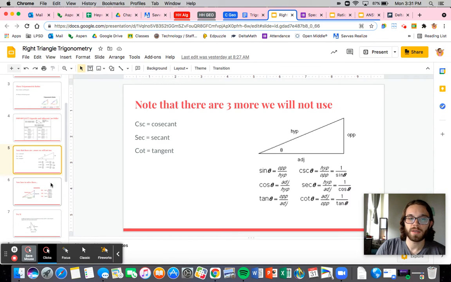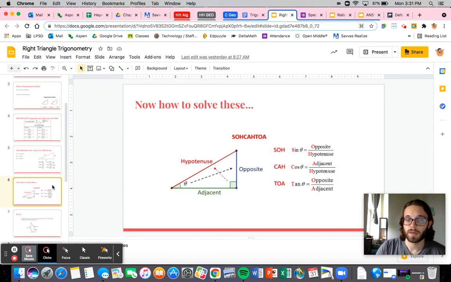So how do I actually do things with this? Well, what we're going to be using is, as I said, these ratios. The important thing that we need to remember is that sine of theta is opposite over hypotenuse. Cosine of theta is adjacent over hypotenuse, and tangent of theta is opposite over adjacent. So a good way for us to remember this is something called SOHCAHTOA. So S-O-H, sine opposite hypotenuse.